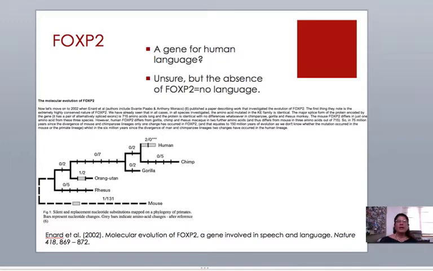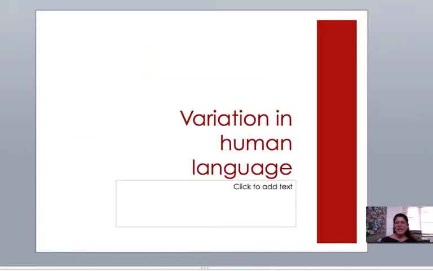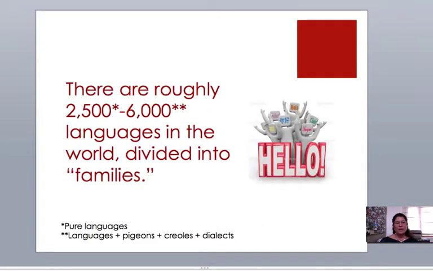So we presume that because of that gene, we are able to speak. Okay, so now we're going to turn from basically the origins of why we have human language in the first place to the variation in human language. There's roughly 2,500 to 6,000 languages out there in the world.